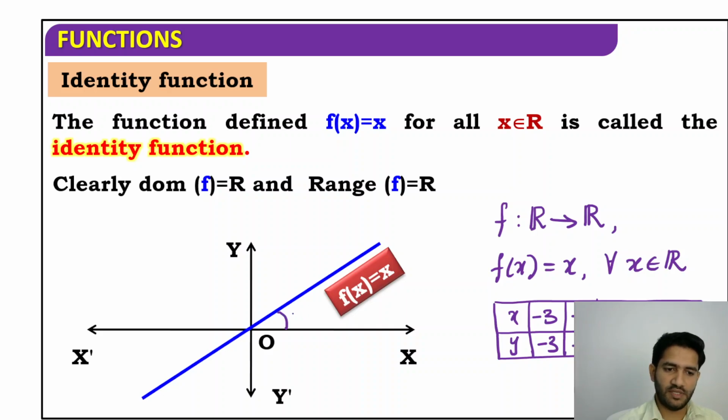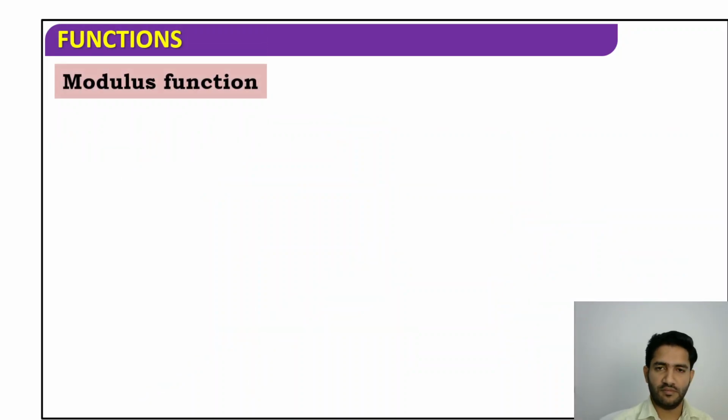The angle should be 45 degrees, because this is exact: the x value and y value are equal. That's why we get an angle of 45 degrees for f equal to x. Okay. So the next important one, the modulus function.